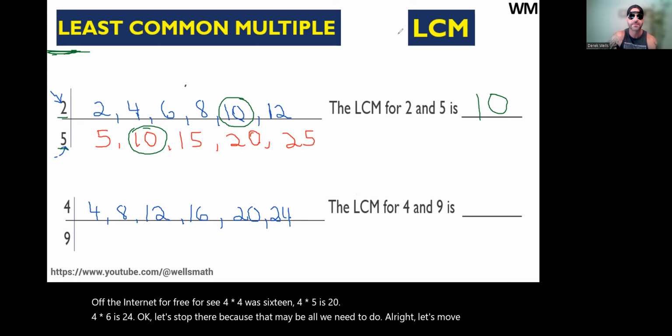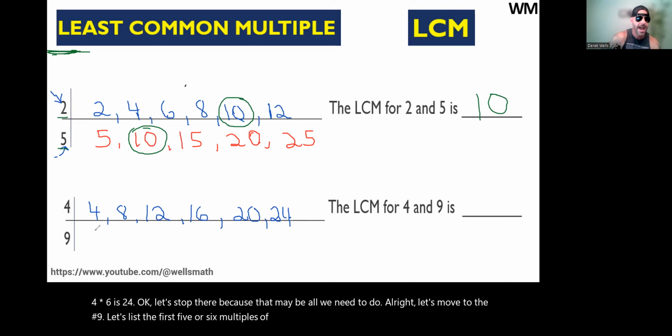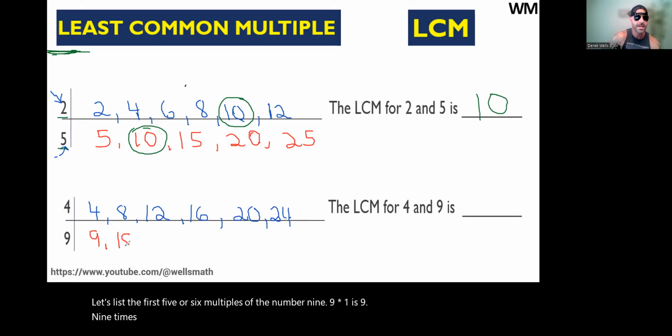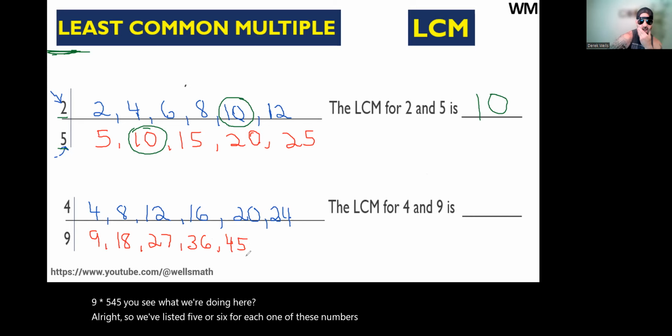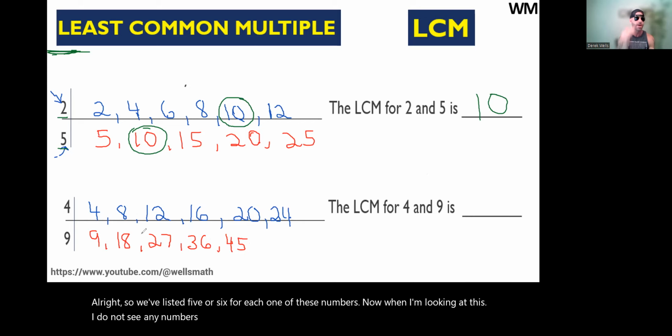Let's list the first 5 or 6 multiples of the number 9. 9 times 1 is 9. 9 times 2, 18. 9 times 3 is 27. 9 times 4 is 36. 9 times 5, 45. You see what we're doing here? All right, so we've listed 5 or 6 for each one of these numbers. Now, when I'm looking at this, I do not see any numbers or any multiples that the number 4 and 9 have in common yet.